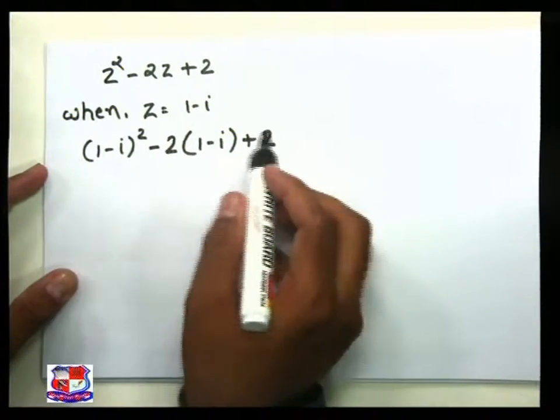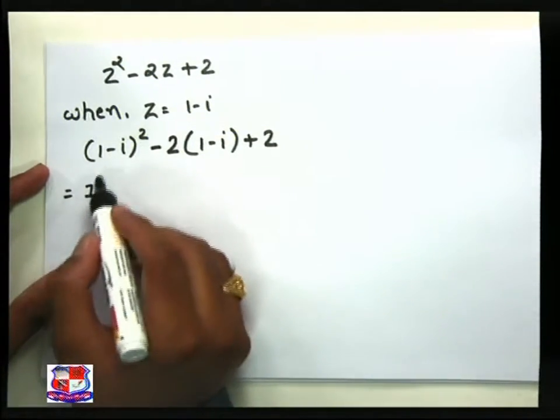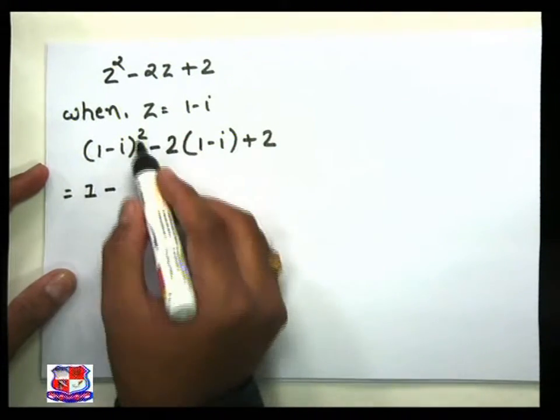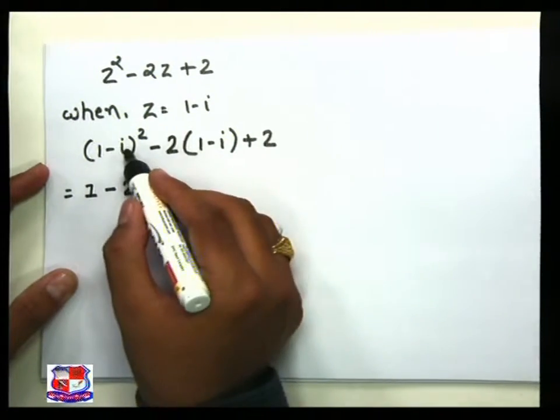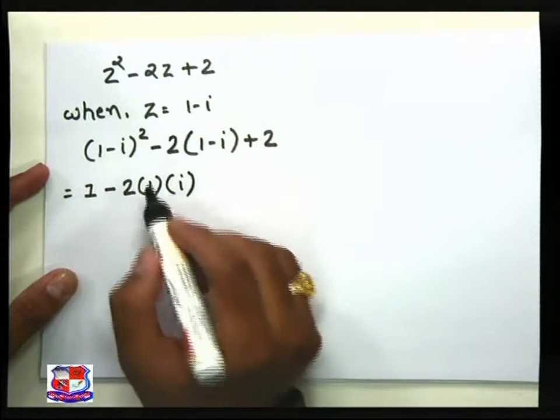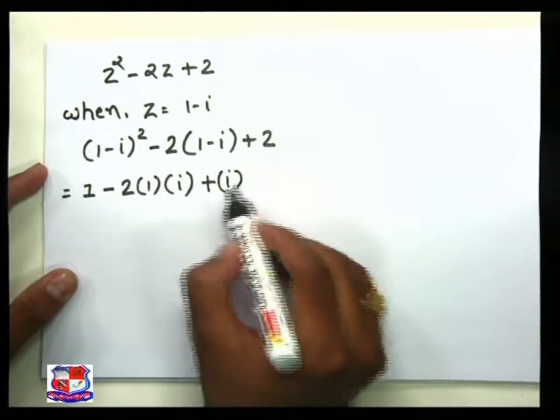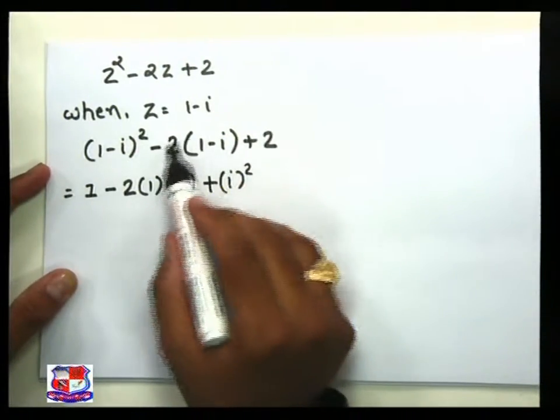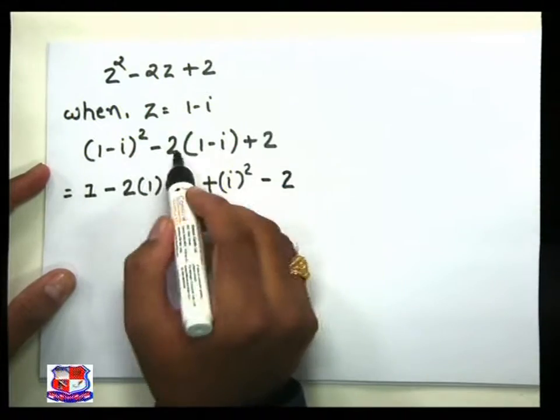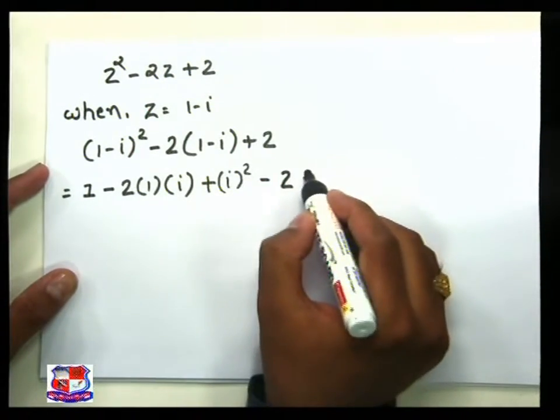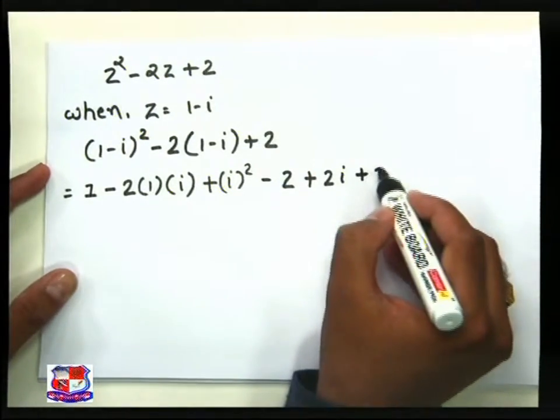Now again we want to simplify this equation. (1 minus i) square is the first term square, that is 1, minus 2 into first term into last term, that is i, and then plus the last term square, that is i square. Now we simplify: minus 2 into 1 is minus 2, minus 2 into minus i is plus 2i, and the remaining term is plus 2.